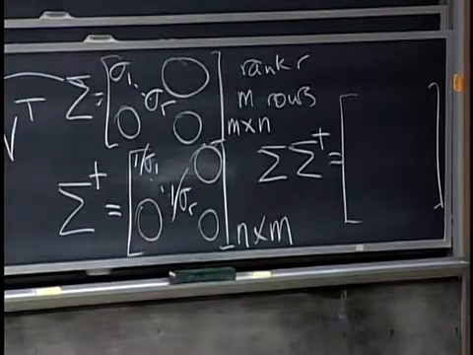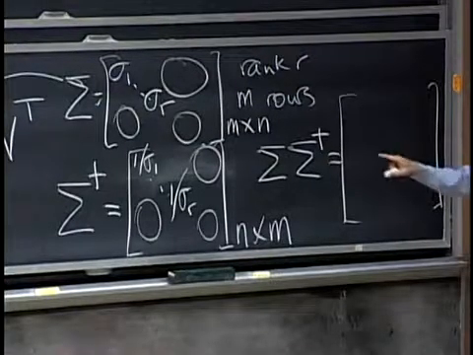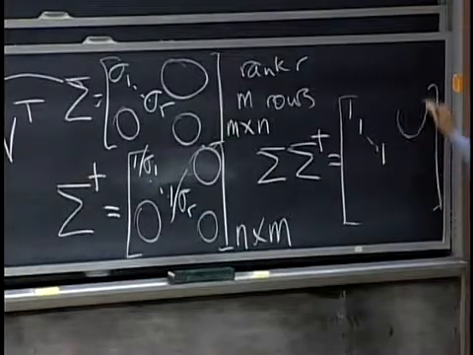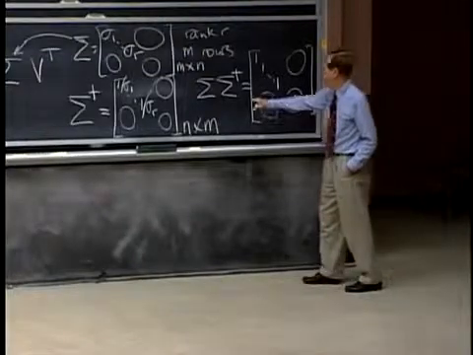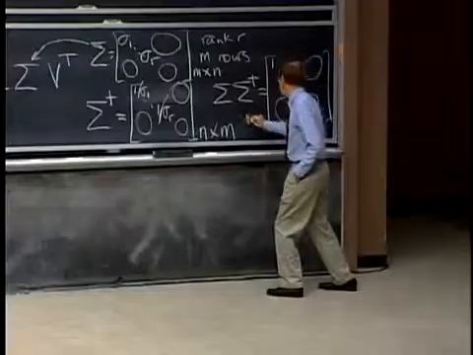They're diagonal, rectangular, of course. But of course, we're going to get 1s, r 1s, and all the rest zeros. And the shape of that, this was m by n. This whole matrix will be m by m.